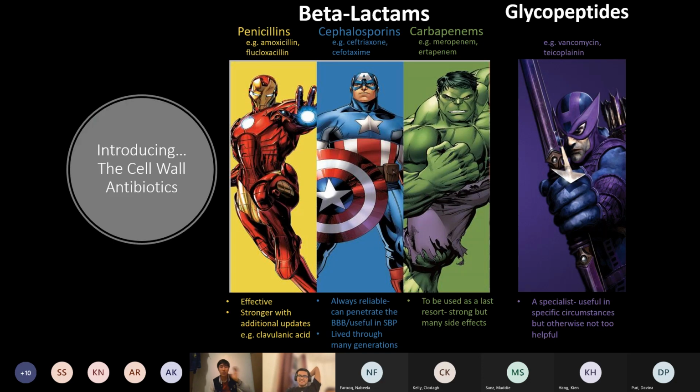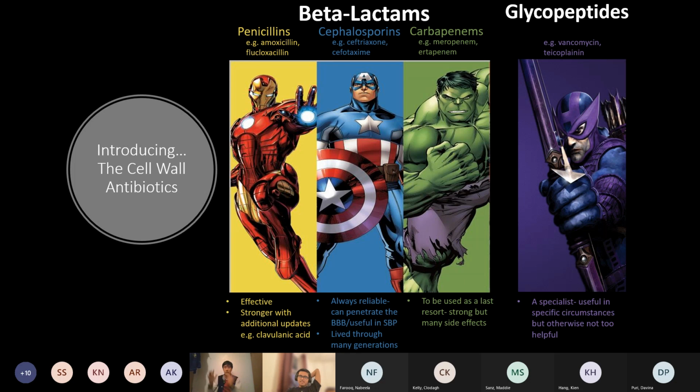Okay, so we've got our beta-lactams, which are the core Avengers. We've got Iron Man, penicillin, and we'll explain why it's Iron Man a bit later. We've got Captain America as cephalosporins, and carbapenems is the third group of beta-lactams, and that's the Hulk, and we'll go into why later.